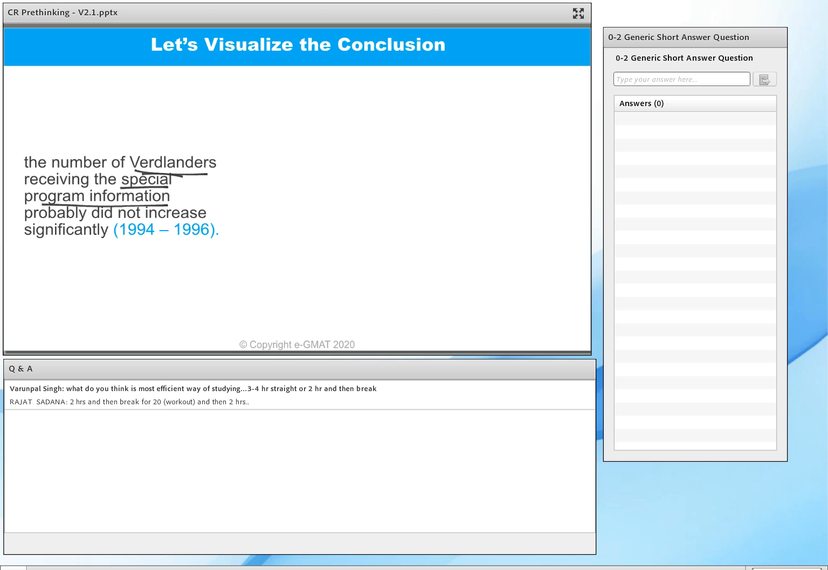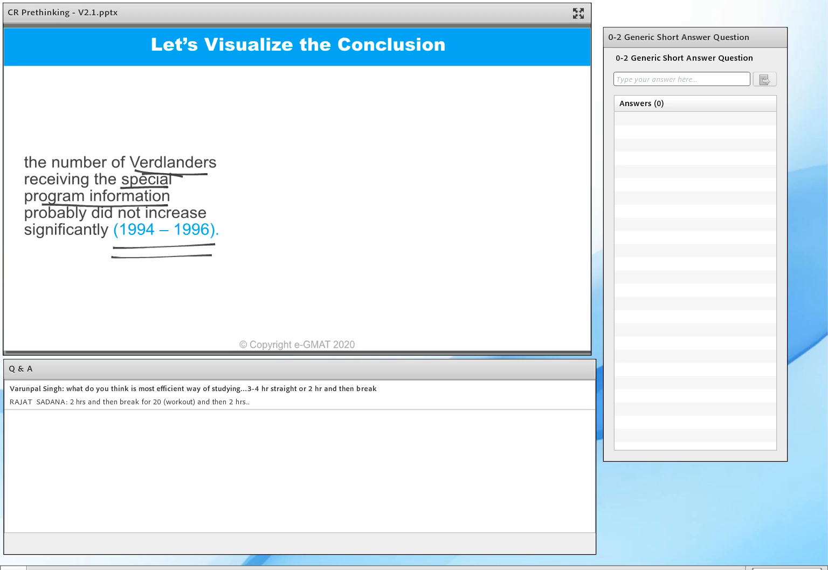The third piece that I want to talk about is it's looking at this time period of 94 to 96, which means while evaluating answer choices, if there's something that doesn't talk about the time between 94 and 96, then most likely it's not going to be my correct answer. Again, it all stems from the fact that an assumption has to be linked to the conclusion. It's really important that an assumption be linked to the conclusion.